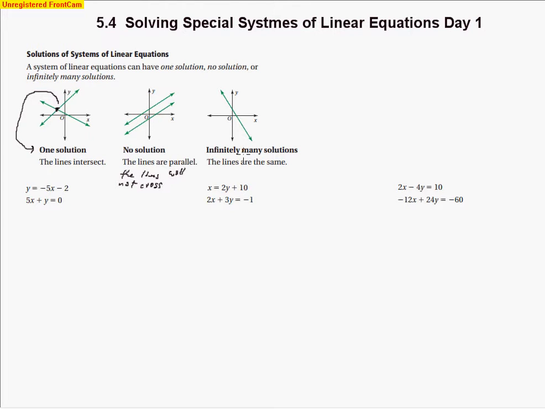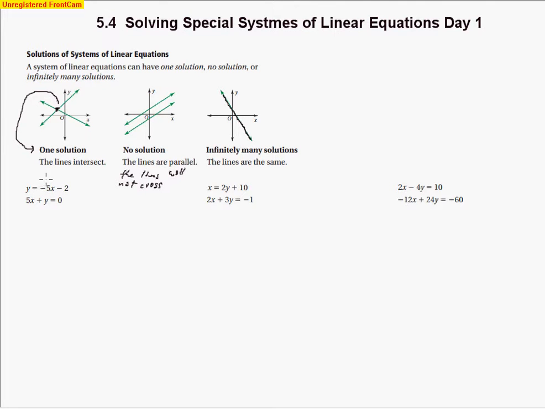And then we have infinitely many solutions where the lines are the same. So one line is right there, and we have another line right on top of the other one. So all these points that make up that line are solutions. And so that's why we say there's infinitely many. So let's take a look at some different scenarios and see what happens.